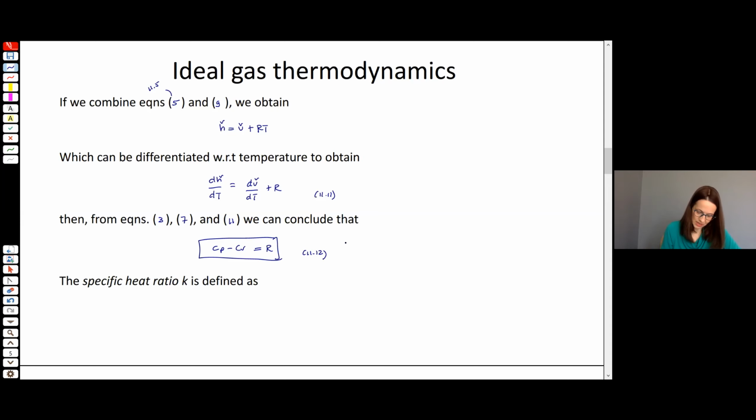And it also shows us that Cp is greater than Cv, right? Because we know that R is positive, so we can see that Cp must be greater than Cv in magnitude. Okay, and then we define the specific heat ratio like this. And we're going to use this all the time in our thermodynamic equations. And as we just concluded, Cp is greater than Cv, so this is always going to be greater than or equal to 1.